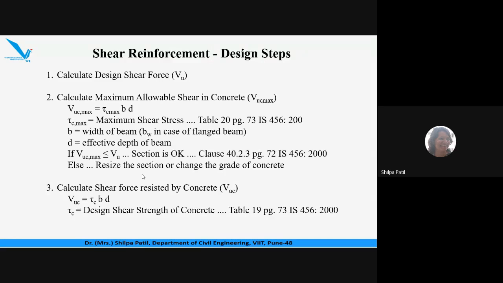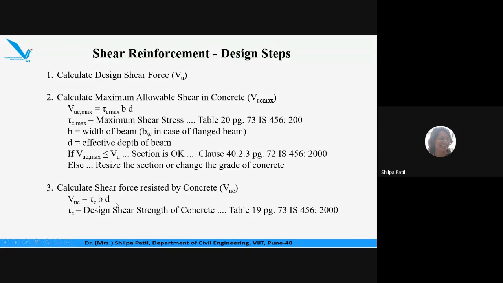Anyway, whether you are changing the size of the section or the grade of the concrete, all the calculations you need to repeat again, right from the first step of the design of the beam, because if you are changing the size, it means you are increasing the width and the overall depth. So all other calculations will change accordingly. If you are changing the grade of the concrete, then the fck value will change, so all calculations will ultimately change. Okay, so design of shear reinforcement, this is the second important step.